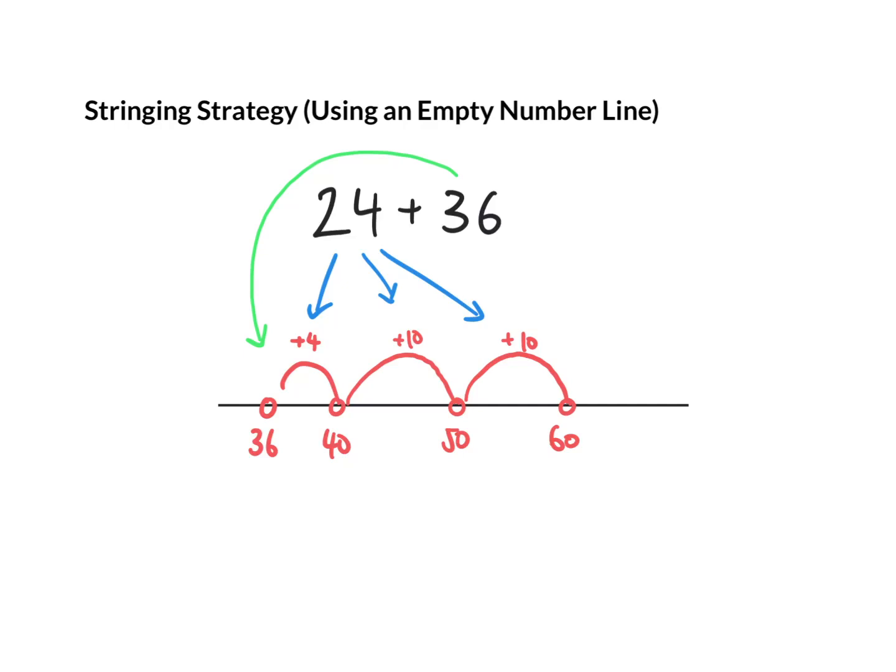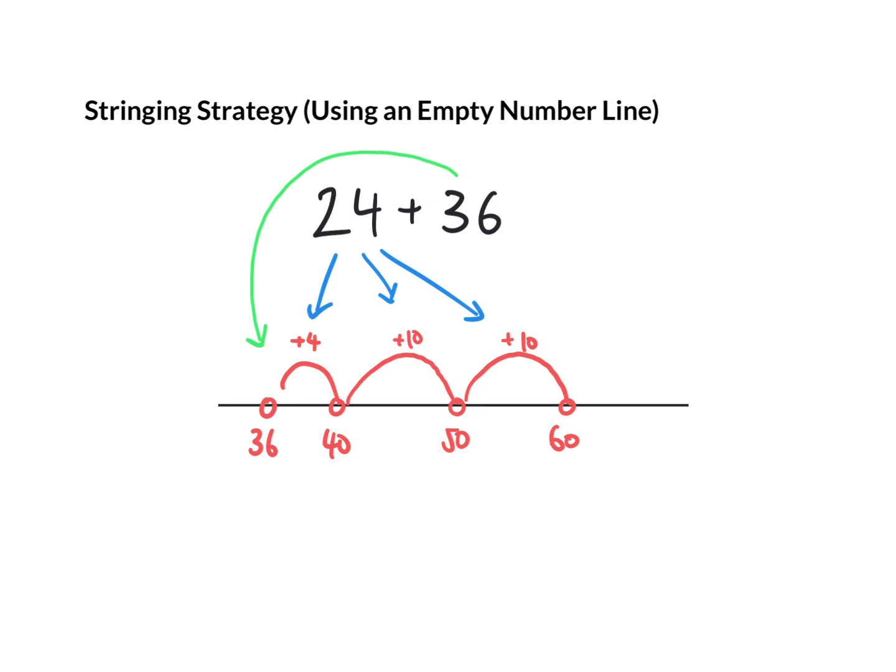In this video, we are going to look at the stringing strategy using an empty number line. An empty number line is a tool that we can use to solve addition number sentences, or in fact other number sentences involving the other operations. But for this example, we are going to be looking at two-digit addition. So we can use an empty number line to solve a two-digit addition number sentence.